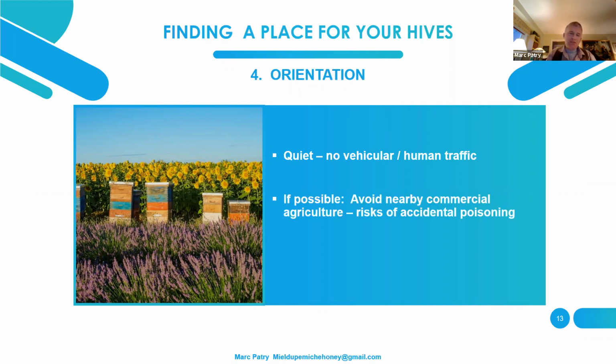And if you can, it's very difficult sometimes, and it's certainly not the case in this picture, try to avoid nearby commercial agriculture. There's always a risk of accidental poisoning. It shouldn't happen, and it usually doesn't happen, but it can. So there's a give and take, right? If you're near, oh, look at all these sunflowers and lavender, you're going to have a lot of nectar. That's nice. If you're in the middle of the forest, it might not be so rich in nectar. So there are also advantages of being around certain agricultural areas.